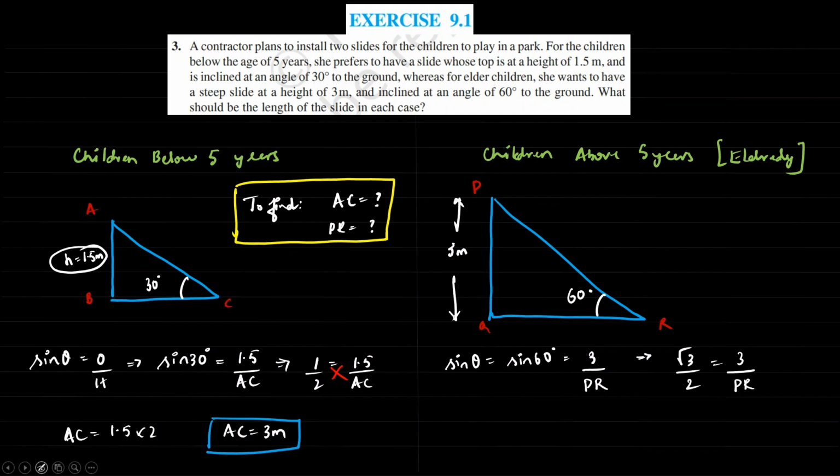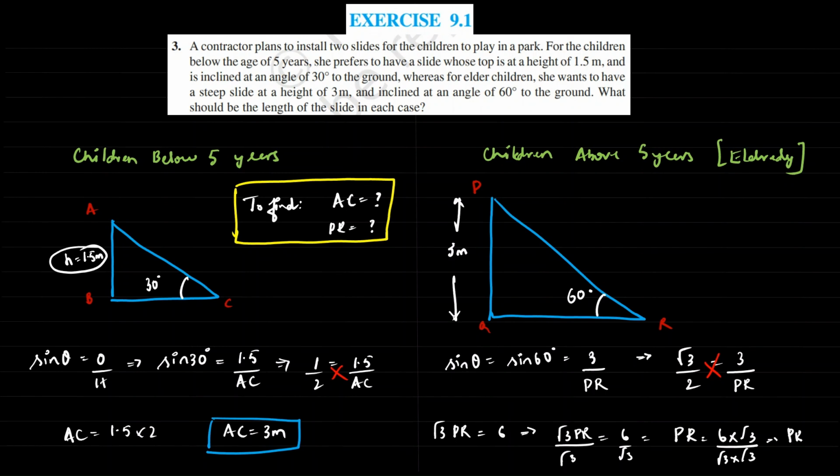Again, you can cross multiply in order to solve for PR, right? So PR over here is multiplied by square root of 3, and that's going to be equal to 2 multiplied by 3, which is going to be equal to 6. You can divide both sides by square root of 3, and on the left hand side you will be left with PR, and that's going to be equal to 6 multiplied by square root of 3 divided by square root of 3 multiplied by square root of 3. So PR can be written down as 2 square root of 3 meters, and this is going to be your final answer.